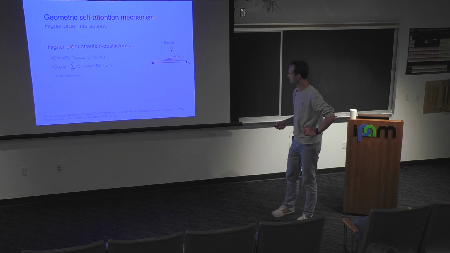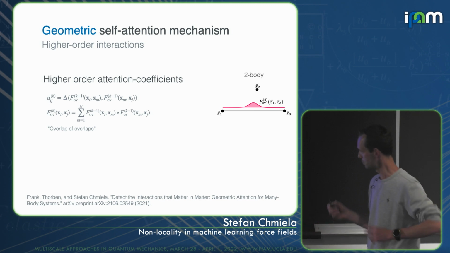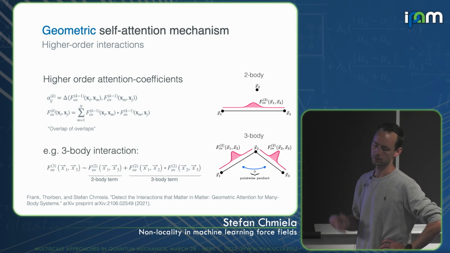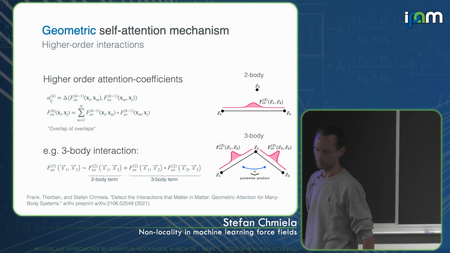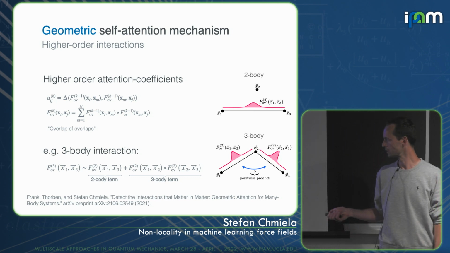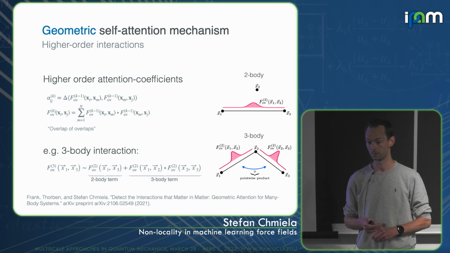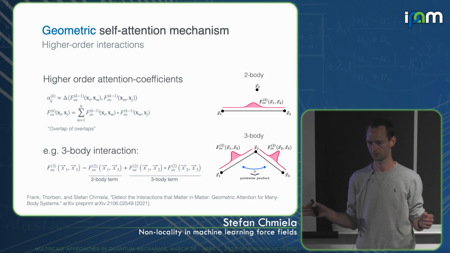But this can be extended, and this is the next slide. What I explained so far is two-body correlations, where we look at the overlap of densities between two atoms. But then we can extend this to any higher order by looking at overlaps between overlaps, right? For example, for three-body correlation, we would compute this more complicated integral, and this way we can build up a higher order interaction scheme without relying on depth as message passing schemes do.